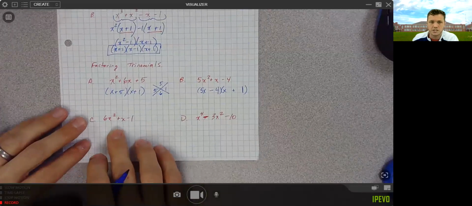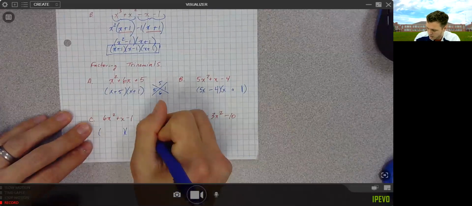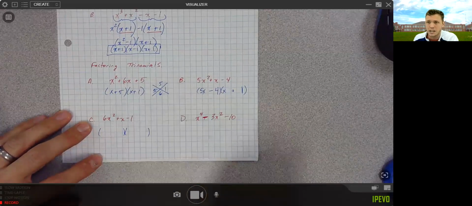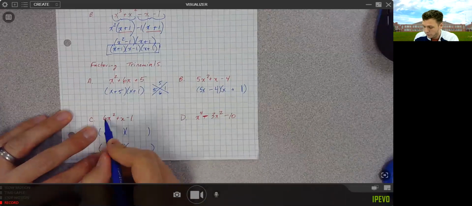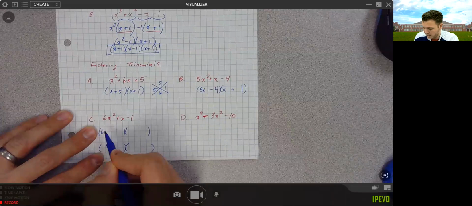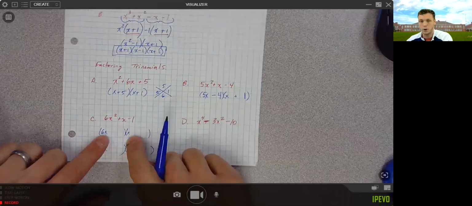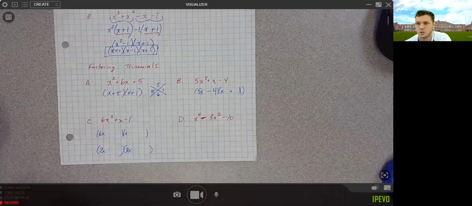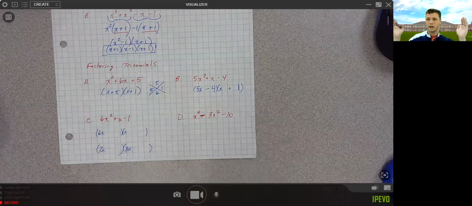All right, so for C, 6x squared plus x minus 1. If I guess and check, there could be two possibilities here. For those first terms, I could use 6x and x, or I could use 2x and 3x. Both of those are possibilities to get that 6x squared. I typically like to start with the factors in the middle, and then I work my way out.